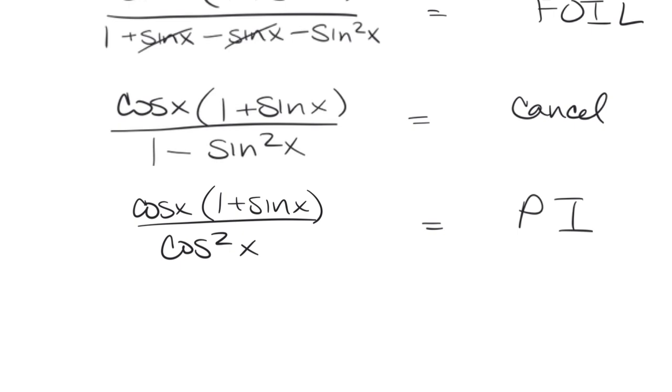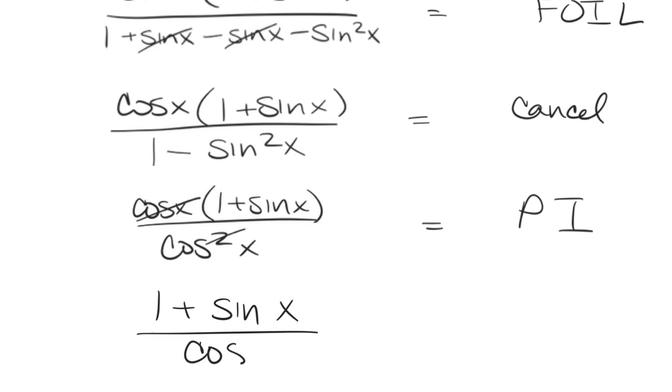Now that I have a monomial in the denominator, things can start to cancel. What cancels top and bottom? Just one. So it's like I get rid of the squared. So I have 1 plus sine of x over cosine of x. That's it. Correct.